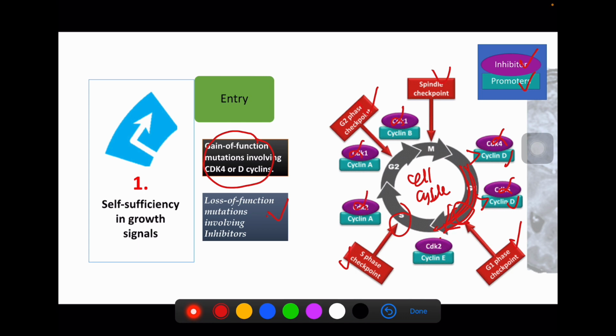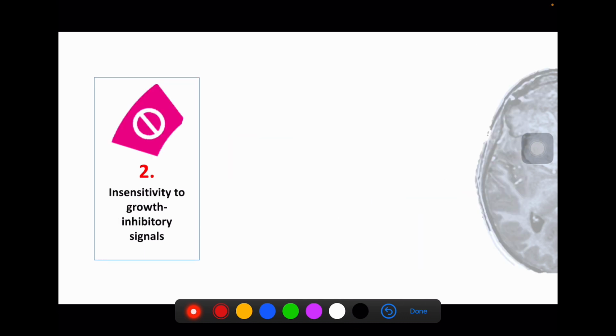When there's no check, the checkpoint will not work. When it does not work, it will go on and on, and the cell will proliferate and proliferate like mad. Okay, so that's the problem with entry. So we are done with the self-sufficiency of growth signals.